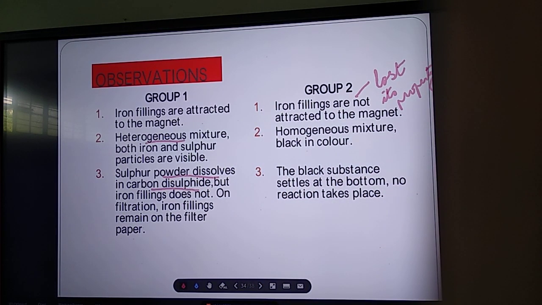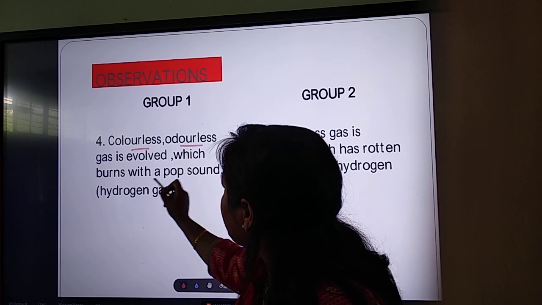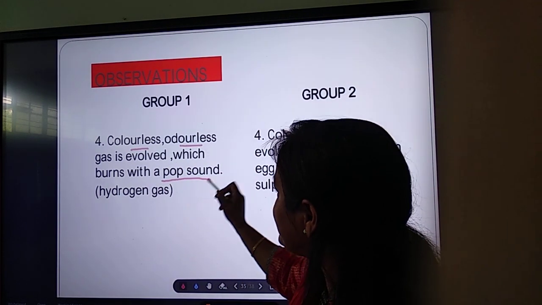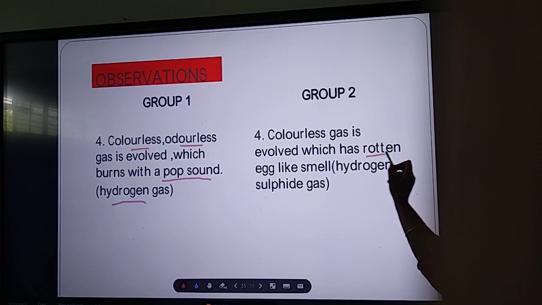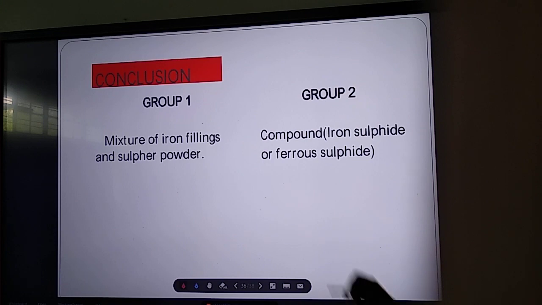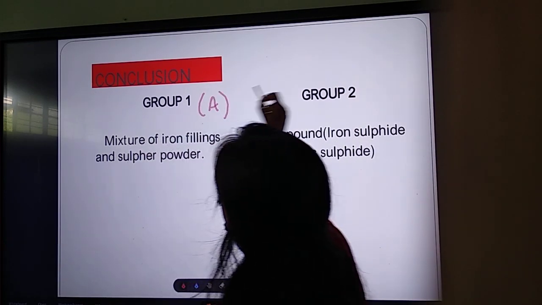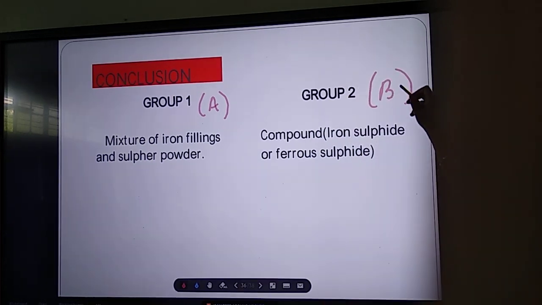In case of substance B, the black substance settles at the bottom and no reaction takes place. Next, in the last test, a colorless, odorless gas is evolved which burns with a pop sound. You know the gas which burns with a pop sound is hydrogen gas. In B, a colorless gas is evolved which has a rotten egg-like smell. What was the name of the gas? Hydrogen sulfide. Now, what is the conclusion? The conclusion is for group A, substance A, and group B, substance B.